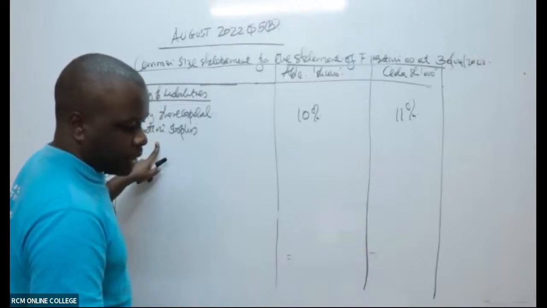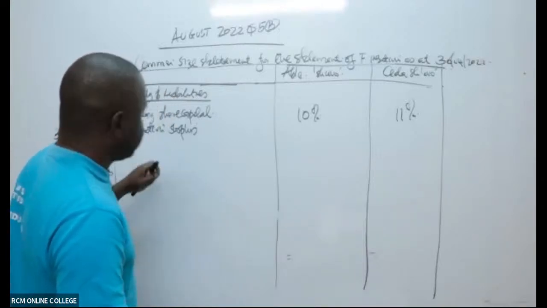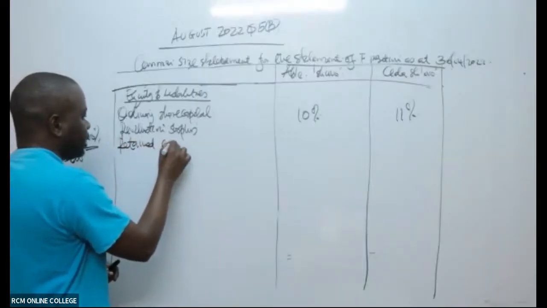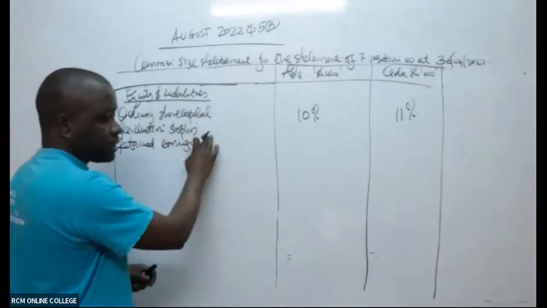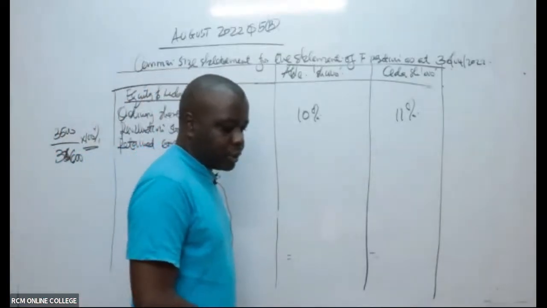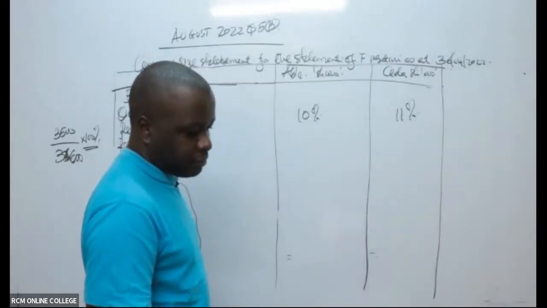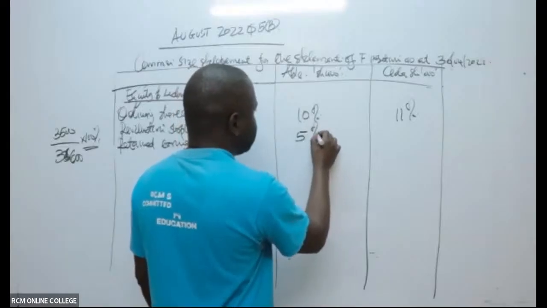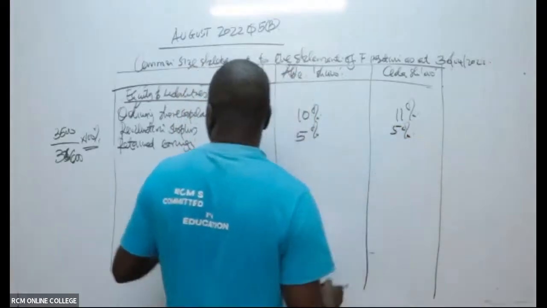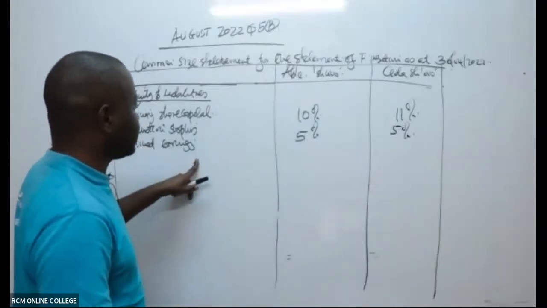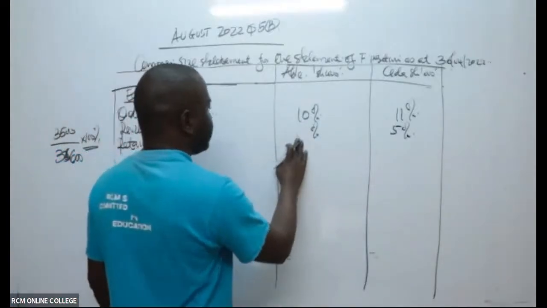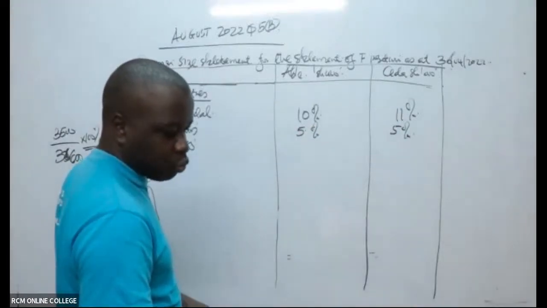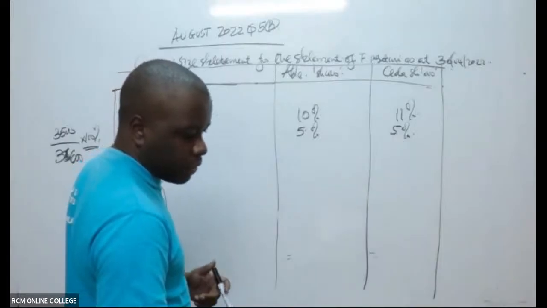We have revaluation surplus, then retained earnings. So revaluation surplus: 4.7, 5.2 and 4.7. So that is averagely 5%. What about retained earnings? Retained earnings is 5.2.